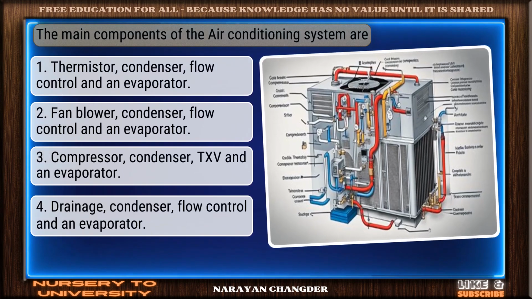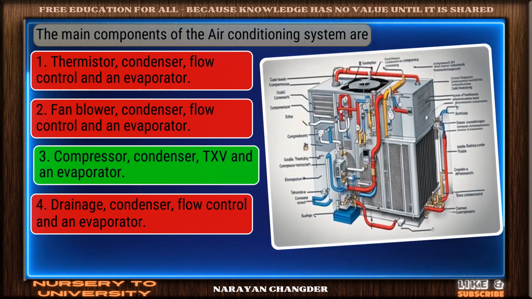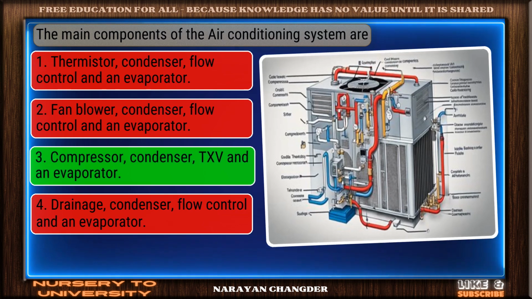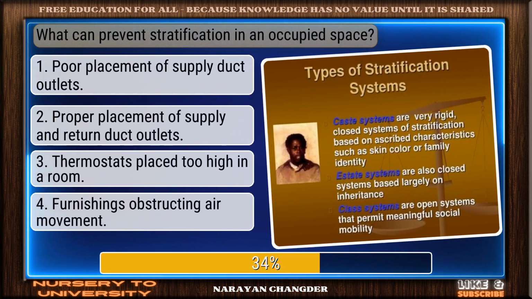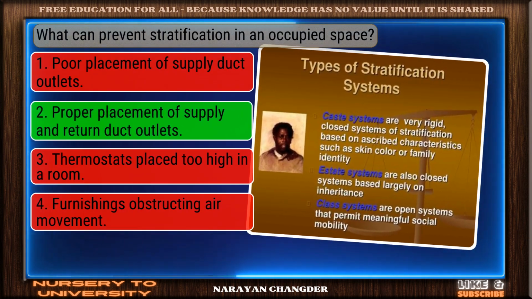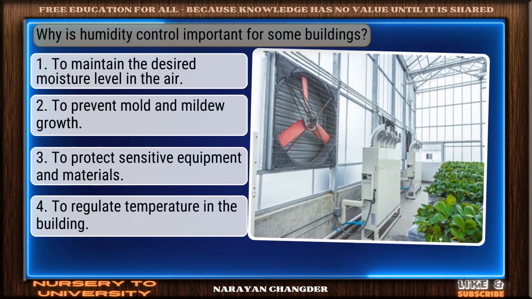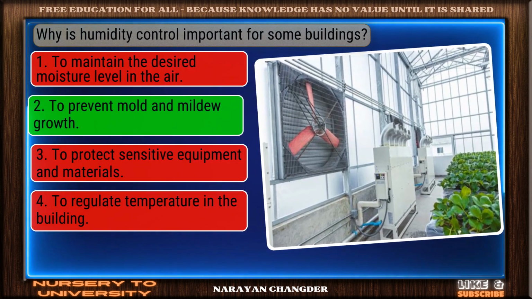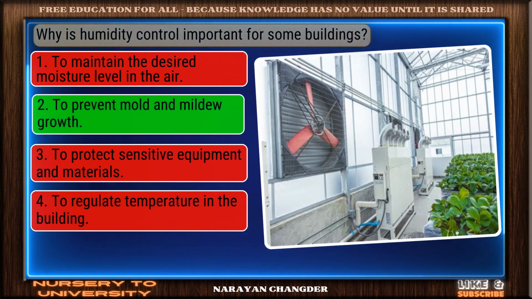The main components of the air conditioning system are. Right again. Compressor, condenser, TXV, and an evaporator is a valid answer. What can prevent stratification in an occupied space? Nice work. You chose proper placement of supply and return duct outlets, and it is correct. Why is humidity control important for some buildings? Excellent choice. To prevent mold and mildew growth is the right answer.